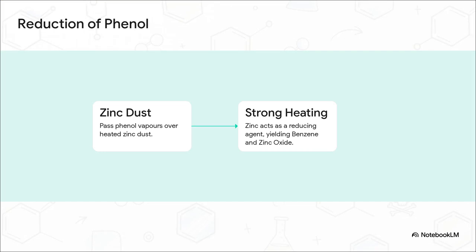Let's move to a specific example and see how this builds in practice. This is a really elegant one, the reduction of phenol. Step 1, you take phenol vapors. Step 2, you pass those vapors over heated zinc dust. Under that strong heat, the zinc acts as a super powerful reducing agent. It literally just rips the oxygen atom right off the phenol ring. And that leaves us with our perfectly formed benzene ring, along with a byproduct of zinc oxide.